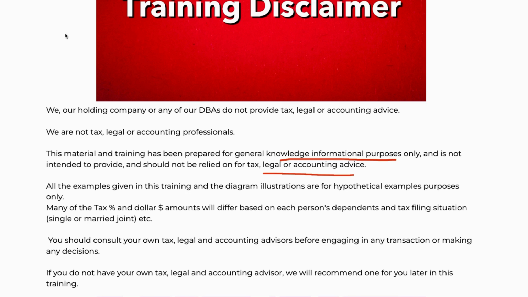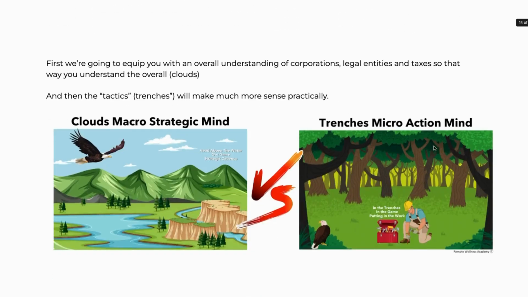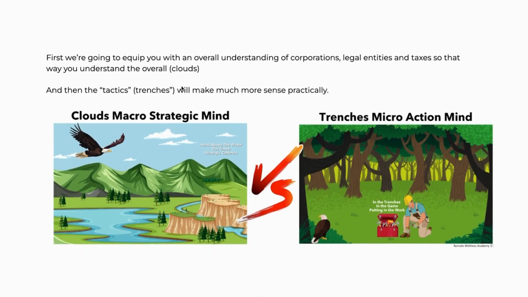But on top of that, if you don't have your own tax and legal advisor, don't worry. Towards the end of this training, we will be recommending some different options for you as well, okay? So with that being said, let's go ahead and talk about the very first topic of this, which is going to be the two types of legal entities.